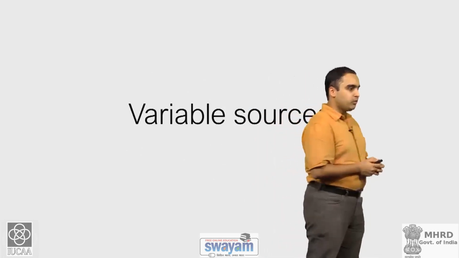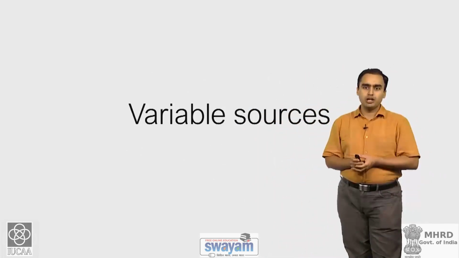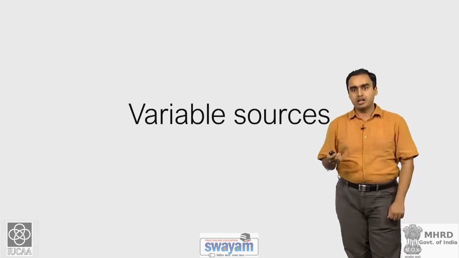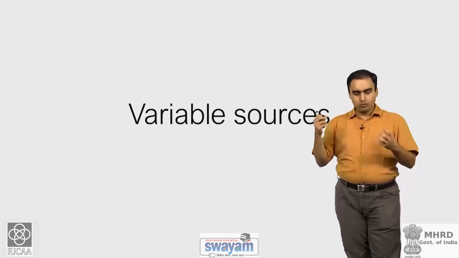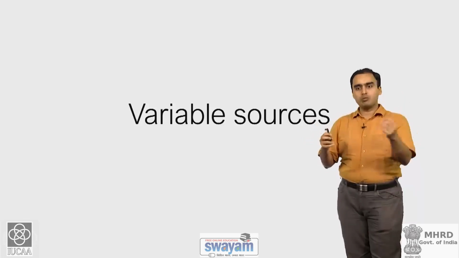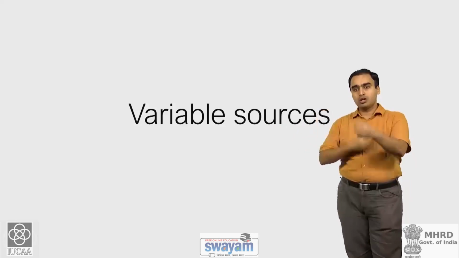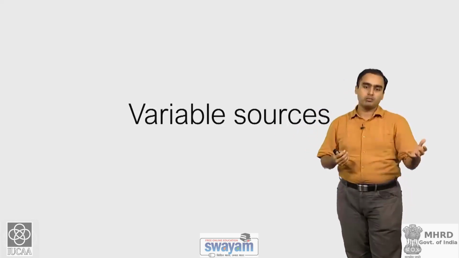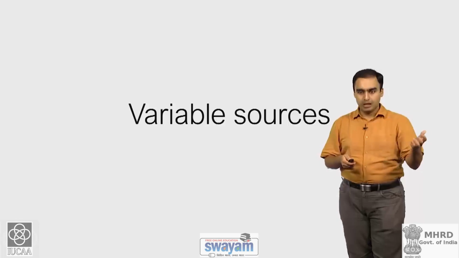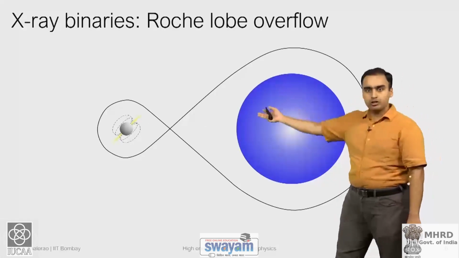So, what kind of variable sources do we have? The easiest source to talk about in terms of variables would probably be an X-ray binary. So, what I am talking about here, X-ray binaries are usually a compact object and a normal star, a main sequence star often, which are orbiting around each other. The compact object can either be a neutron star or a black hole. So, let us look at this particular example where I have actually drawn here.